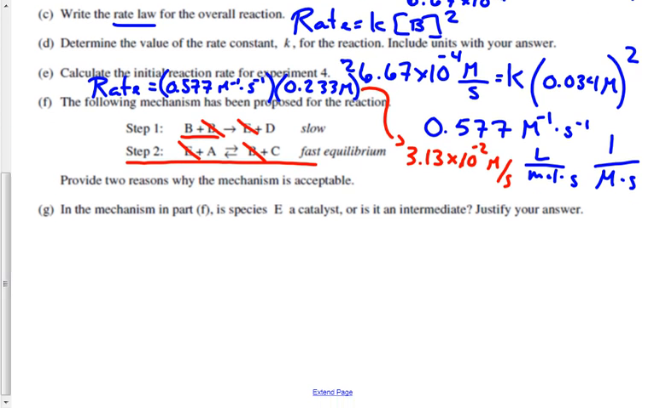And finally, great ending. In the mechanism in part F, is species E a catalyst or an intermediate, and justify your answer? It's an intermediate because, and this is all we have to say, it was a product, then a reactant. You don't need to go further. If you're struggling ever with any explanation, just say the most obvious thing that you can say.